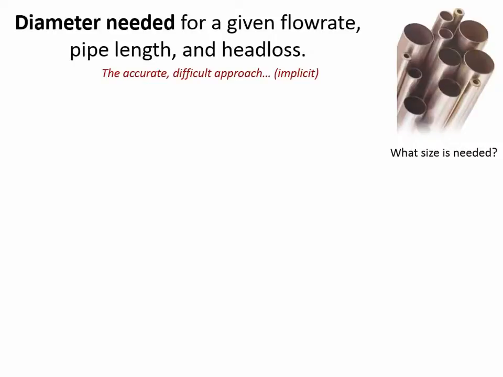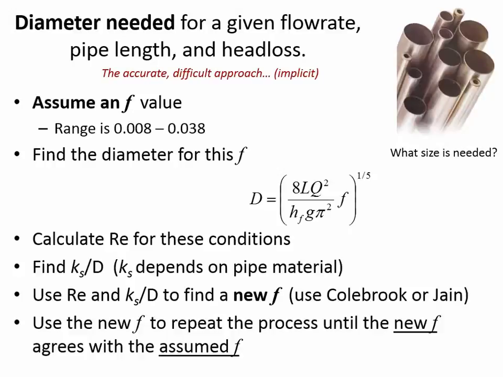So here's the process. This is what you do to apply the equation, and it's an implicit and iterative approach. To find out how big the pipe needs to be, here's the tricky thing: the f value depends on what? We've just solved the Jain equation, for example. What does the f value depend on? The Reynolds number. And the Reynolds number depends on the velocity.